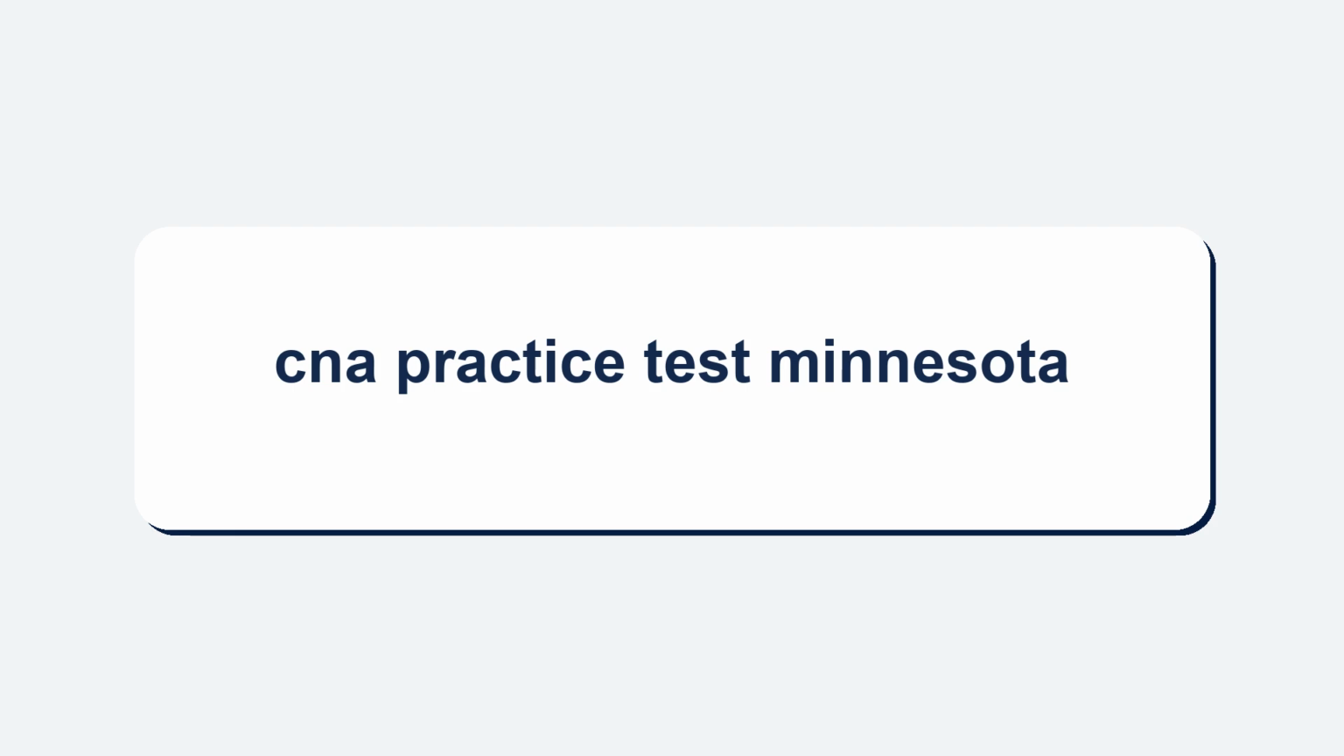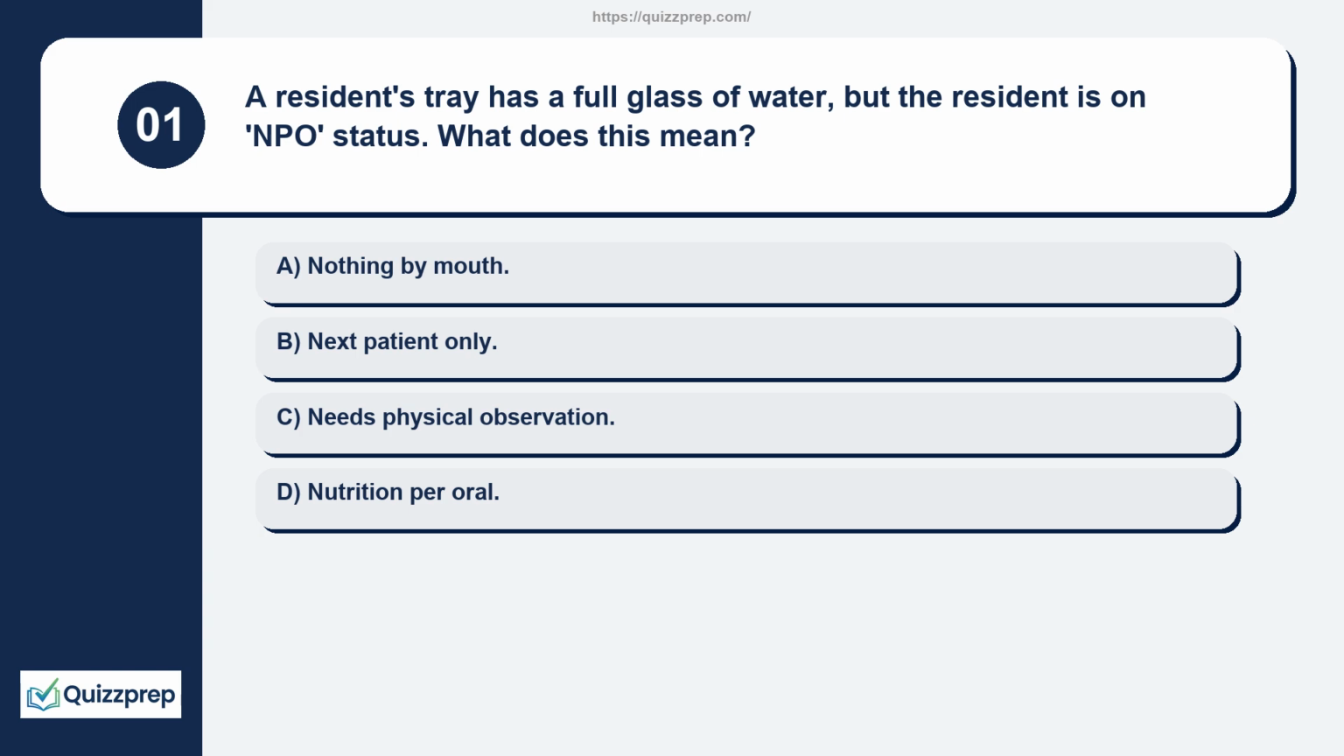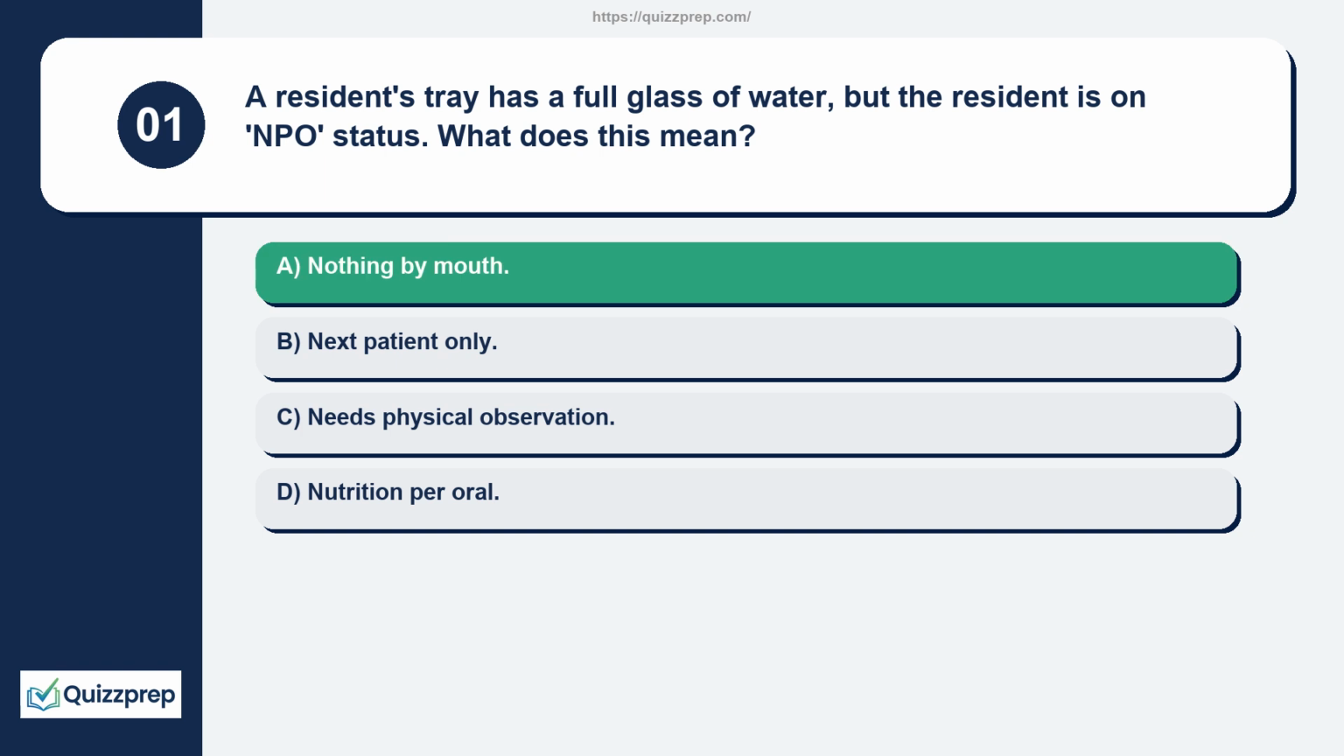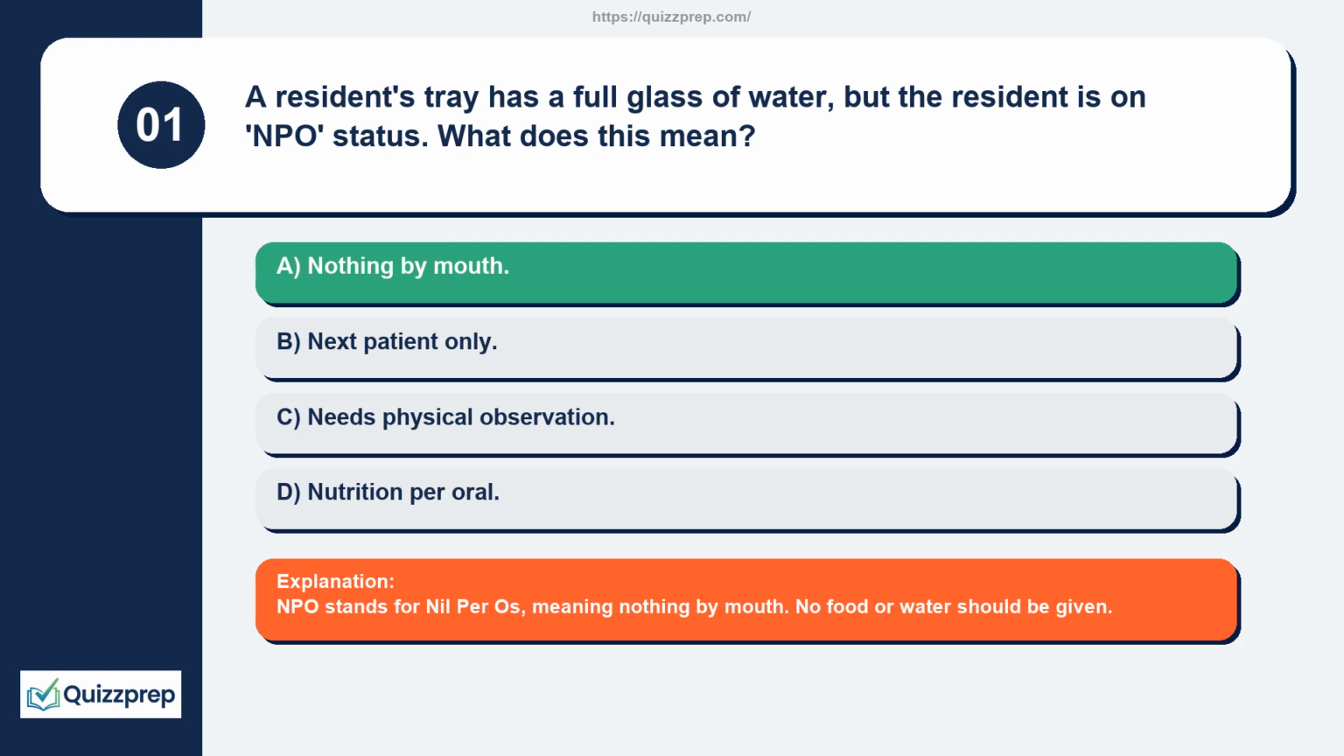CNA Practice Test Minnesota. Question 1. A resident's tray has a full glass of water, but the resident is on NPO status. What does this mean? Nothing by mouth. Next patient only. Needs physical observation. Nutrition per oral. NPO stands for nil per os, meaning nothing by mouth. No food or water should be given.